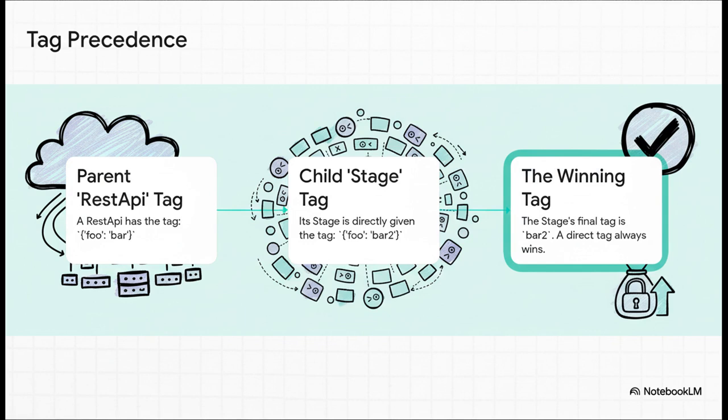Okay, simple enough. But then you go and you directly apply a different tag to the stage, foo.bar2. So which one wins? The answer is bar2. And this shows you the golden rule. A tag you set directly on a resource always wins. It overrides whatever it inherited.